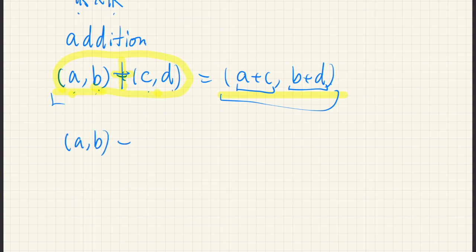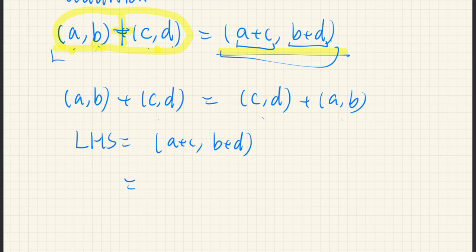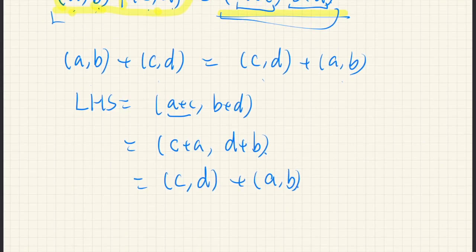That means (a, b) plus (c, d) is equal to (c, d) plus (a, b). So we can swap the order of addition, and this can be proved very easily. By the definition of addition, the left-hand side is equal to (a plus c, b plus d). But this addition is just the addition between real numbers, which is commutative. So this is c plus a, and similarly this is d plus b. But this is the definition of the addition between (c, d) and (a, b), which is the right-hand side. Therefore, the addition here is commutative.